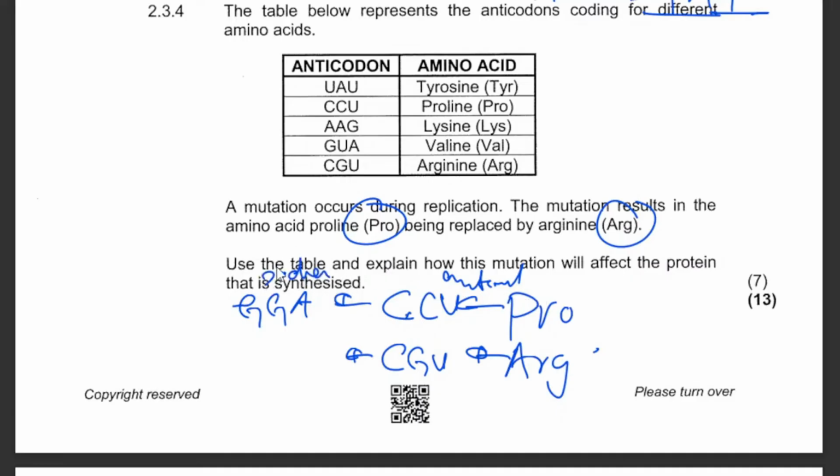Because they say use this to explain how the mutation will affect the protein. The mutation occurred during replication. So replication means that it occurred on DNA. That's why you want to find out which code from DNA the problem came from. Then this one, C goes with G, G goes with C, U goes with A. So this is the codon, meaning this is messenger RNA. And then now let's go to DNA so that we know exactly what happened.